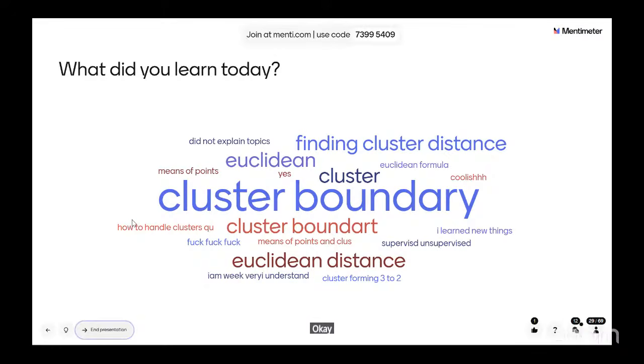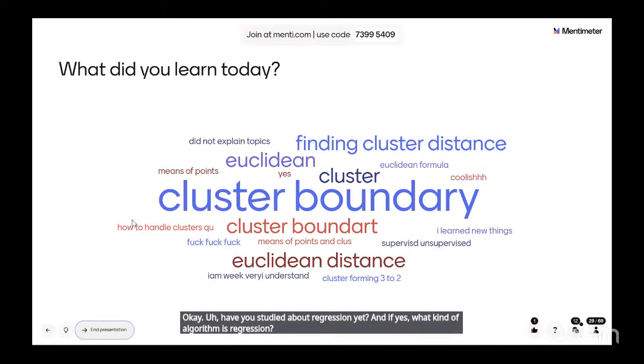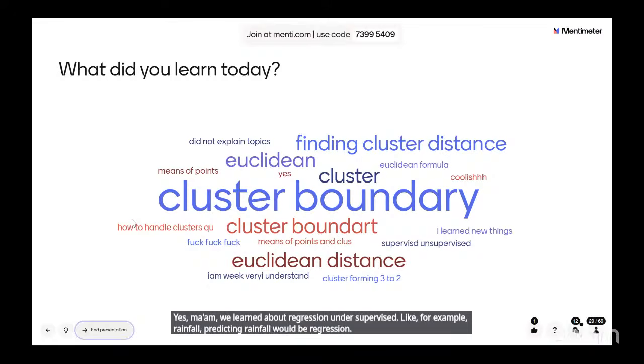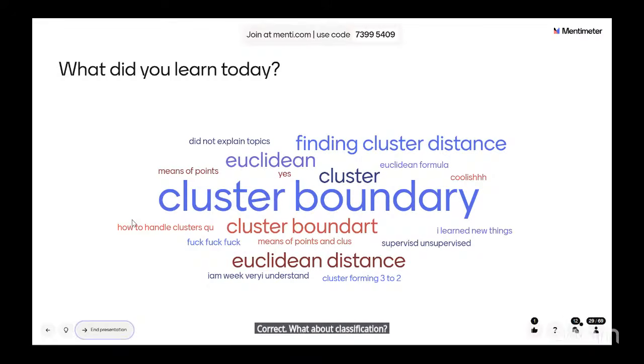Okay. Have you studied regression yet? And if yes, what kind of algorithm is regression? Yes, ma'am, we learnt about regression under supervised. Correct. For example, predicting rainfall would be regression. What about classification? Let's say you want to classify images of cats and dogs, or images of numbers from 0 to 9. That would be classification. So is it supervised or unsupervised? Supervised. Correct.